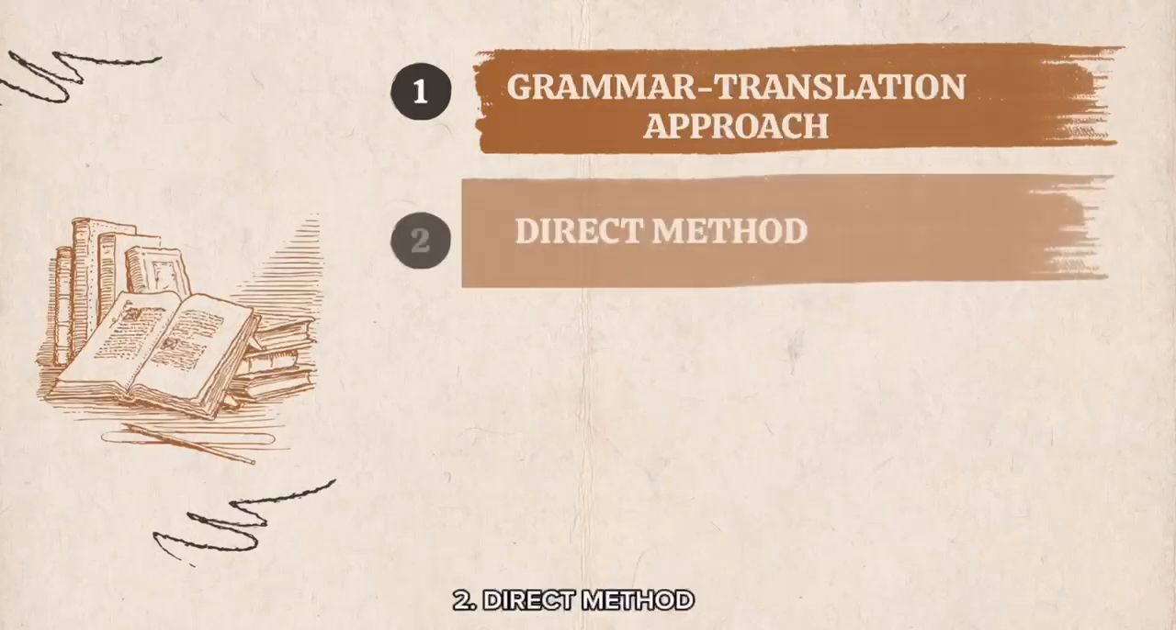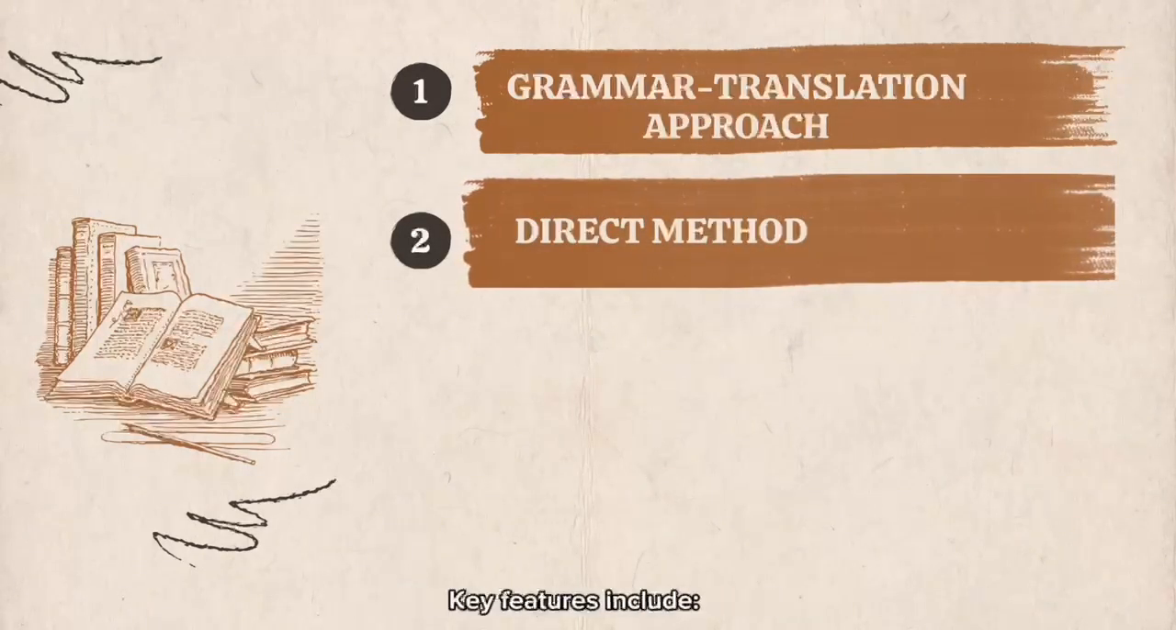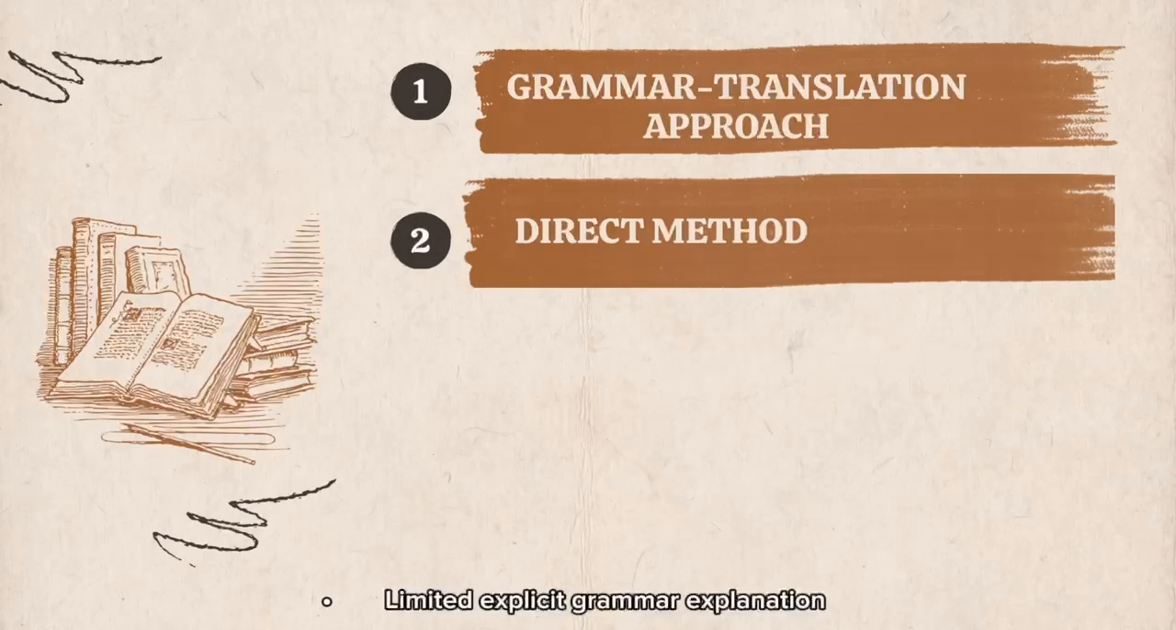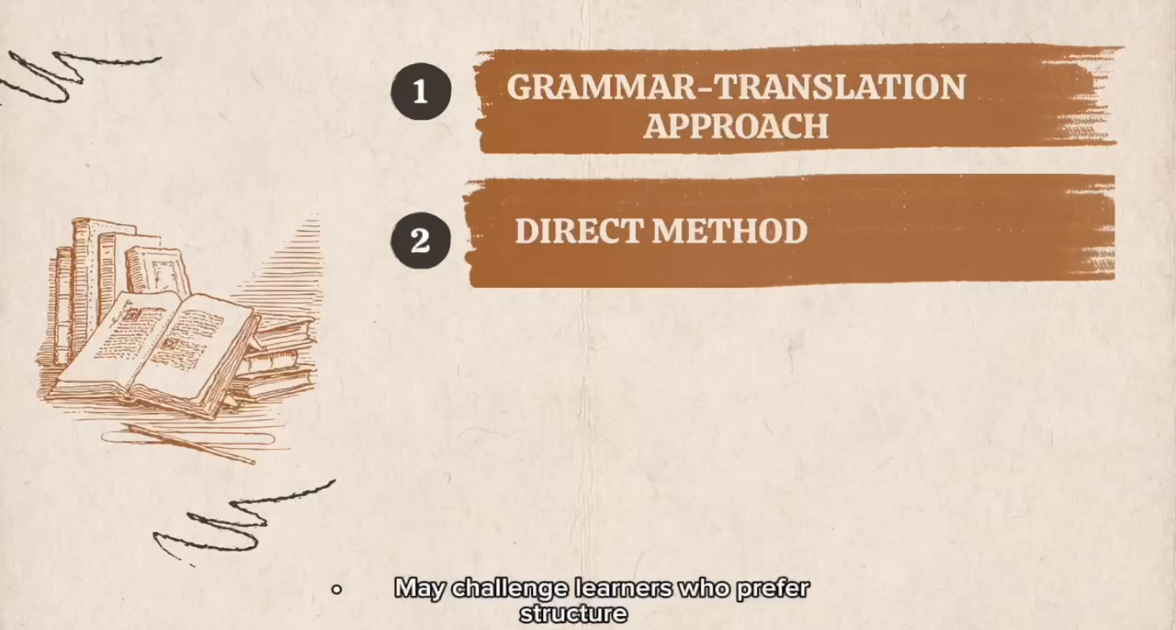2. Direct method. The direct method promotes immersion. Key features include no translation, emphasis on oral communication, vocabulary taught in context, and grammar taught implicitly. Strengths: develops speaking skills, encourages natural acquisition. Weaknesses: limited explicit grammar explanation. May challenge learners who prefer structure. This method mirrors first language acquisition.